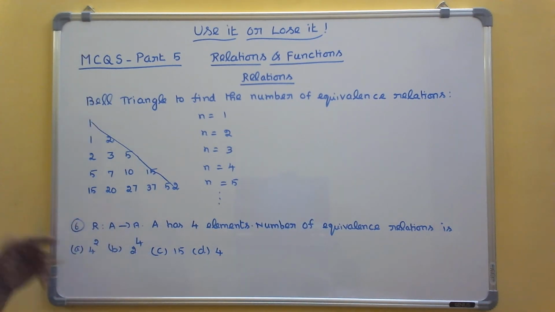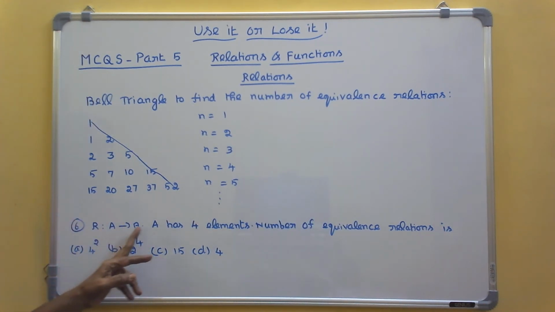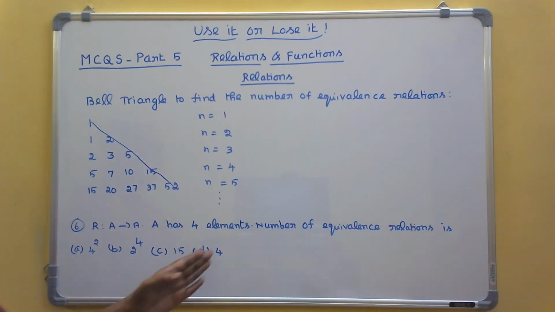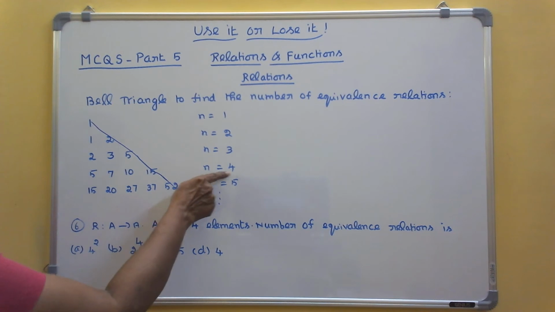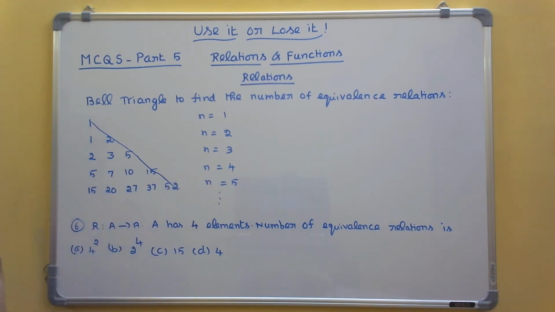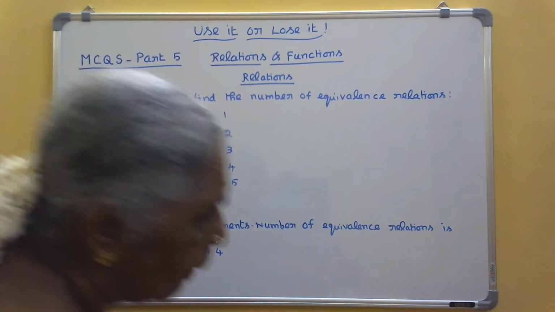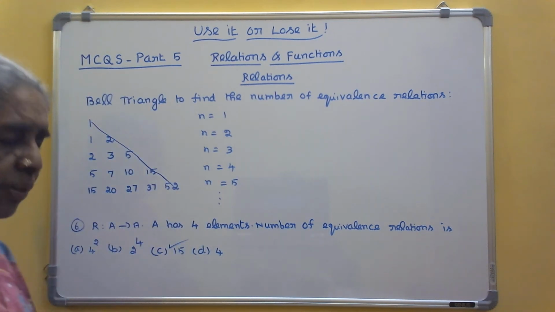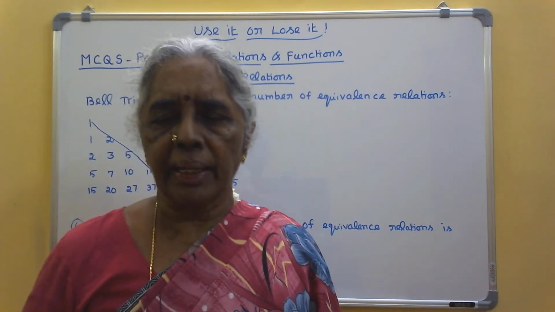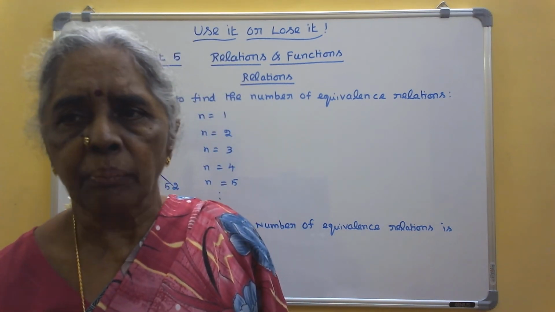Now see this sum. The relation is from A to A. A has 4 elements. Number of equivalence relations is, they have given 4 options. Now see, n is 4. So what do you have here? 15. So now your option C is the correct answer. So this is called Bell's triangle. Using this, you can actually find it. Okay.